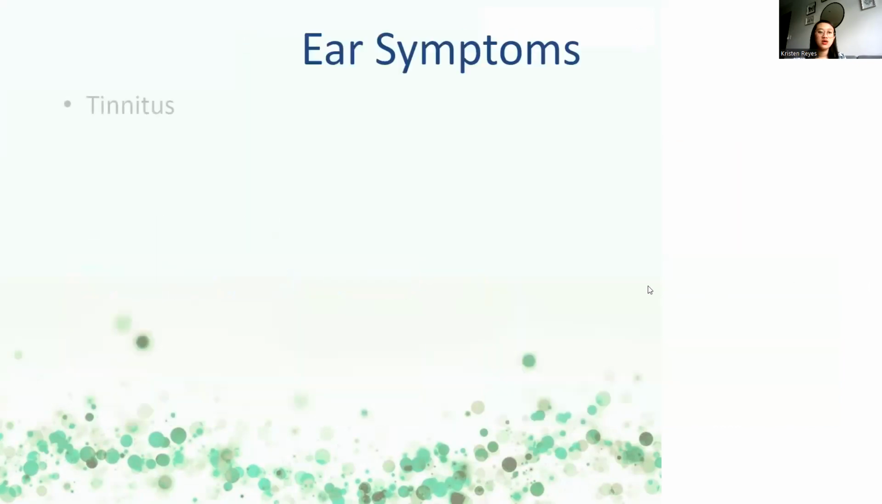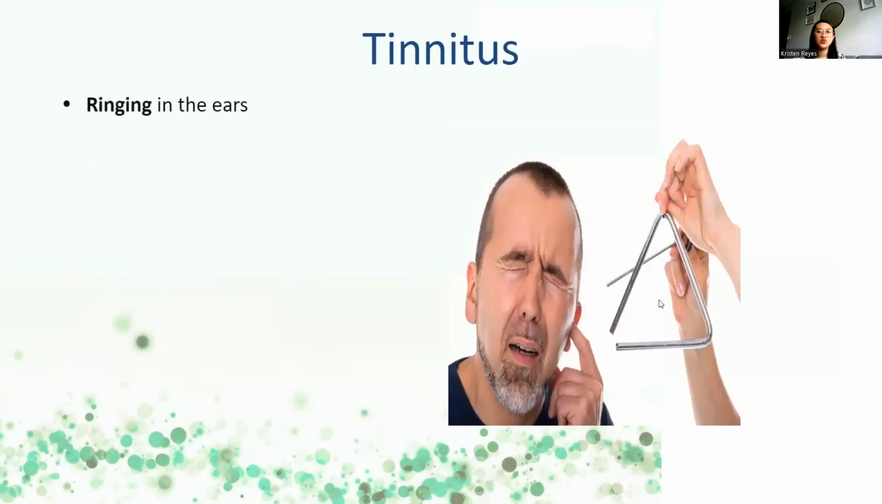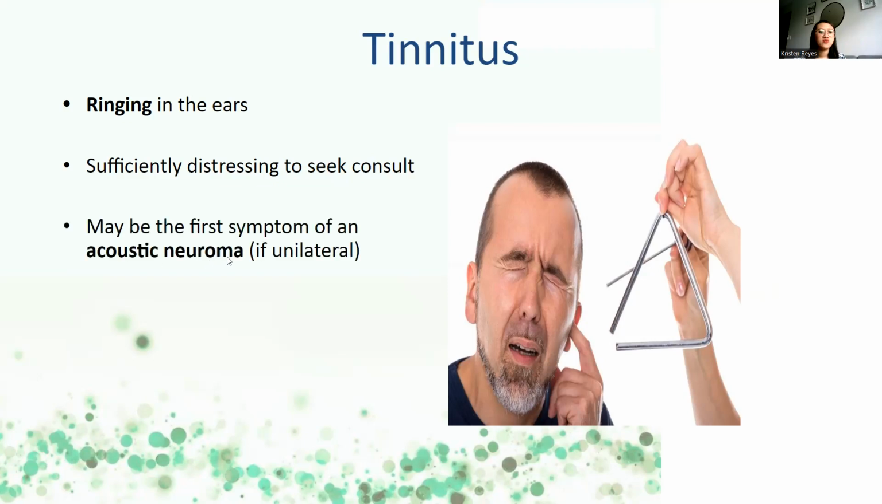Okay, ear symptoms. So let's go with this one by one as well. Tinnitus. Tinnitus is the ringing in the ears. Sometimes it happens spontaneously with no medical causes, but sometimes it's due to medical diseases, such as vertigo. If it's sufficiently distressing, if it happens all the time with dizziness, then you should seek a doctor. It may be the first symptom of acoustic neuroma, a malignancy of the acoustic nerve. But this is very rare.